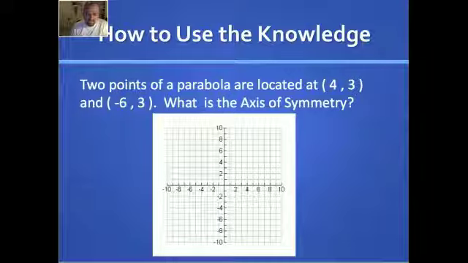Let's go at it a different way. Here we have 2 points of a parabola located at 4, 3 and -6, 3. And the question is, what is the axis of symmetry? So again, let's go ahead and graph our points. 4, 3 will be right there. And -6, 3 will be here. The question is, what is the axis of symmetry?